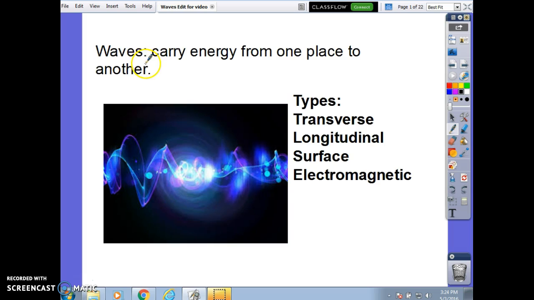So, what are waves? You might think of ocean waves or sound waves, and those are all waves, but their main purpose is to carry energy from one place to another. Every time there's a wave, there's some sort of energy being transferred. We have some main types of waves we're going to talk about: transverse, longitudinal, surface, and electromagnetic. We'll talk more about those as we go. And in this picture here, you actually have a sound wave that's being amplified from a speaker.